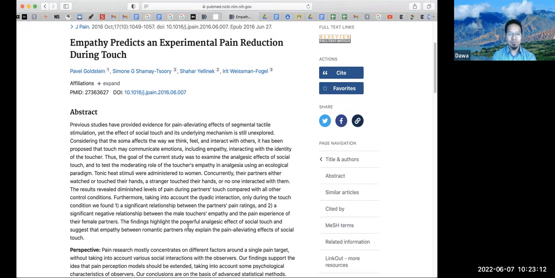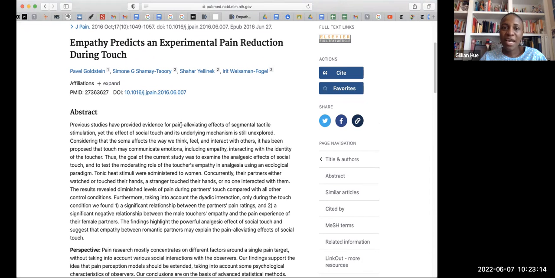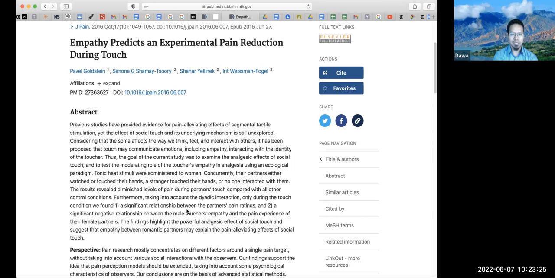So what they studied here is how much pain relief women got when their partners, their loved ones, were holding their hands.